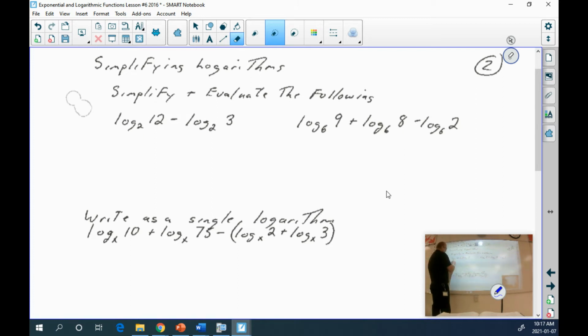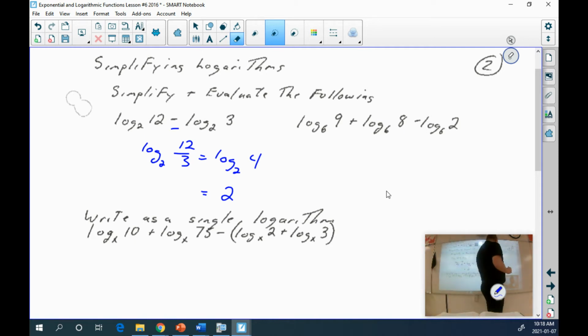So here I've got a subtraction sign. So log base 2 of 12 over 3. I take the quotient of the arguments, then take the logarithm. Log base 2 of 4. The power of 2 that gets you to 4, that simplifies down to 2.